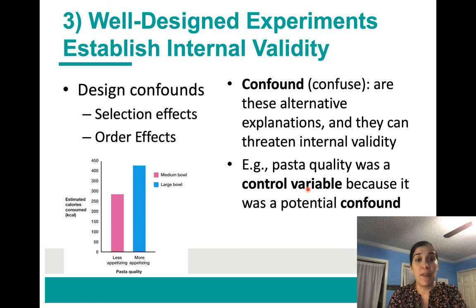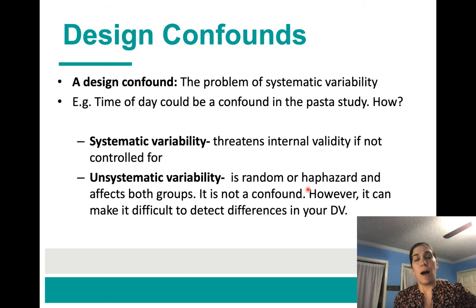Other confounds that we have to think about are selection effects and order effects. We're not going to talk about order effects very much, because they come up when we talk about a within subjects design. Right now, we're only going to talk about between subjects design, but we're just mentioning it. So a design confound, I want to make a very clear distinction, is only when the problem between the two groups is of systematic variability. So if we have random variability or unsystematic variability between the two groups, it's not a confound. We can't control for it. We can't think of it ahead of time.